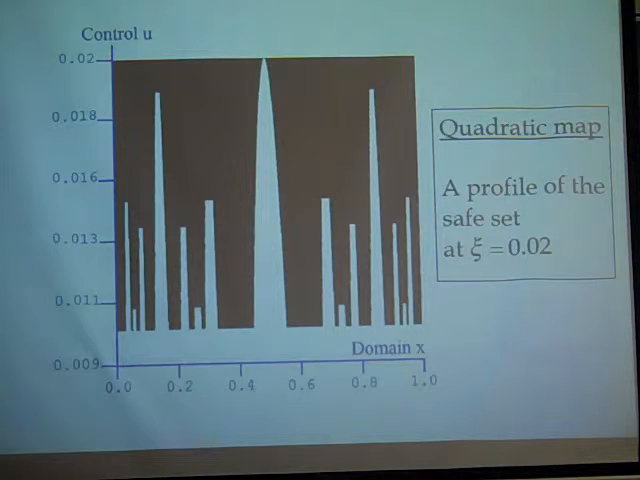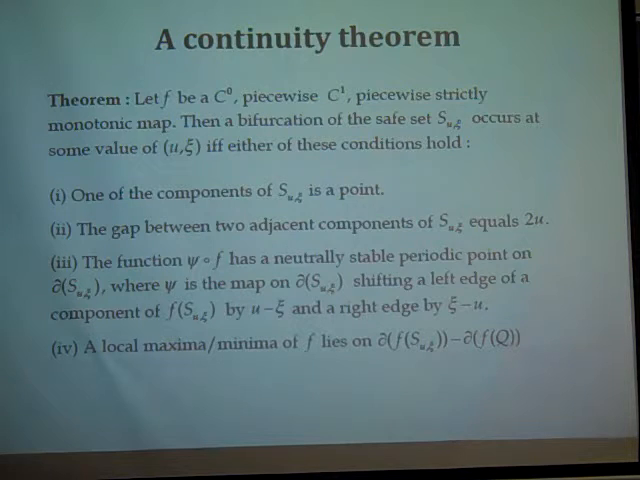So for a general continuous piecewise monotonic map, we have this bifurcation structure. What we need is that it's continuous, piecewise smooth, and piecewise strictly monotonic. Then a bifurcation would occur if and only if either of these four conditions are true. So basically this is a classification of all possible discontinuities in the safe set. So these two we have already seen.